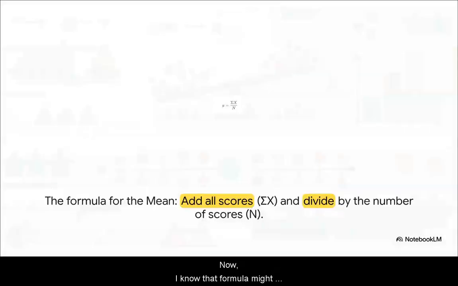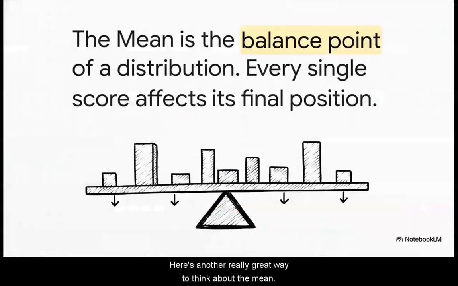Now, I know that formula might look a little intense with the Greek letters and all, but the idea behind it is incredibly simple. Just imagine you're taking the total amount of whatever you're measuring, let's say pizza slices, and you're sharing them out completely equally among everyone in the group. That's the mean.